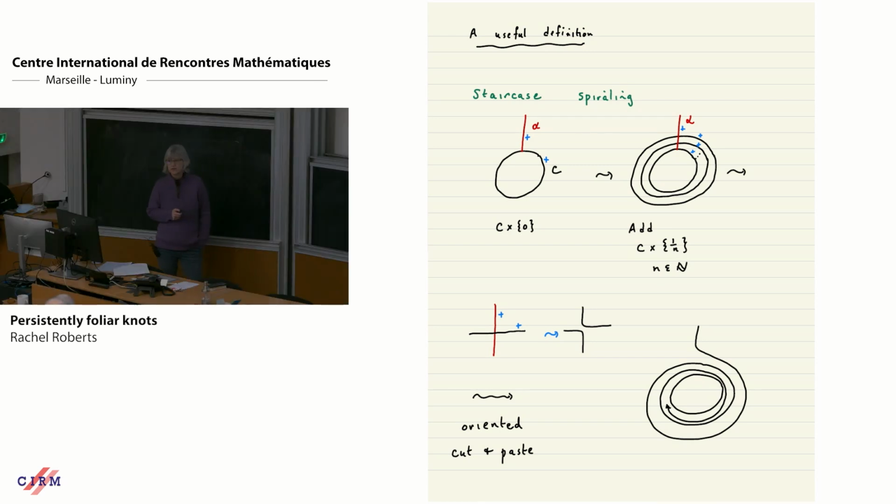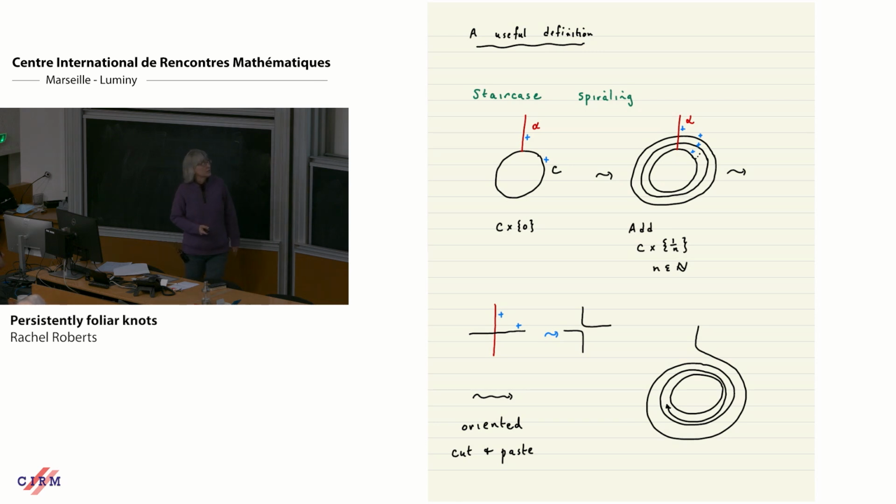And everything inside is transversely oriented. In our world, we can also think the leaves are oriented. So I've got the transverse orientation indicated by a plus, pointing in the plus direction. What we want to do with this picture in the uppermost left is, as an intermediary step, add a countable number of copies of the curve C. The innermost C that we started with is at height 0, and then we've got a circle at height 1 over n for all positive n.